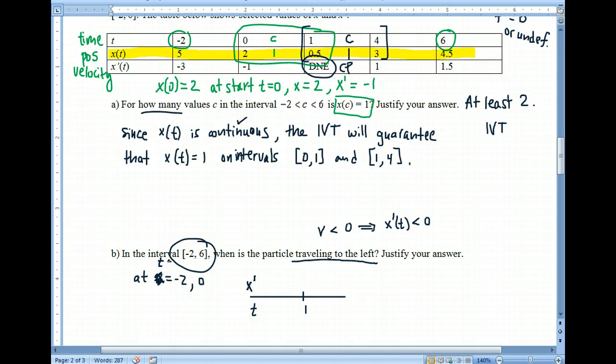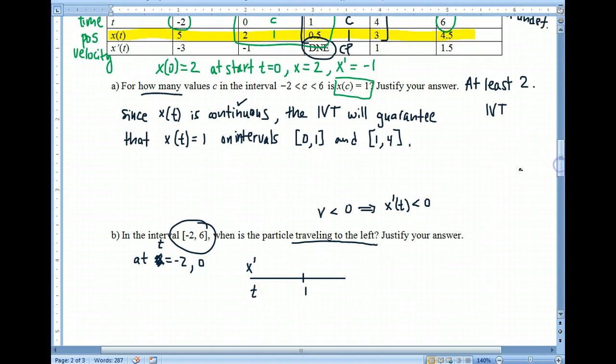So what do you think? T less than 1 or t greater than 1? It's going to happen in this area. Right. So in what interval? In the interval, when is the particle traveling to the left? When t is less than 1.